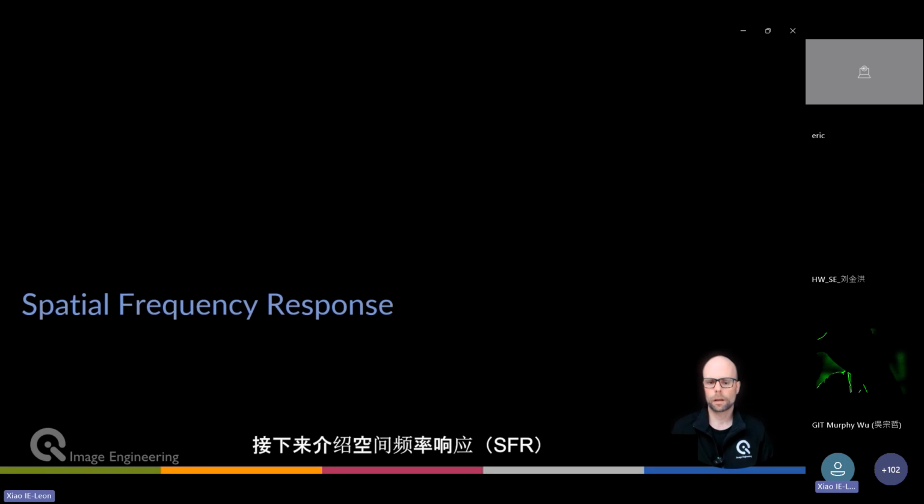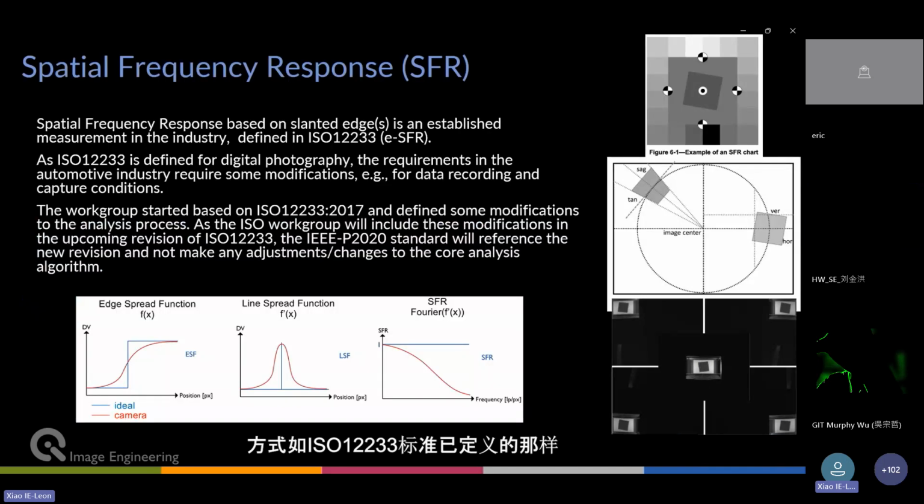Spatial frequency response is another metric in there. Also there it is nothing really completely new, like with noise, but it's good to define that in the automotive environment. So the method that is used here for the SFR, or spatial frequency response, is what is called E-SFR in ISO 12233. So that's the slanted edge approach, as it's commonly called.